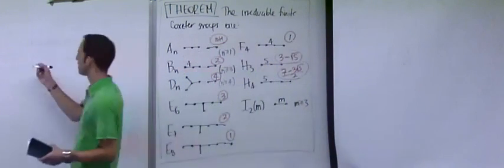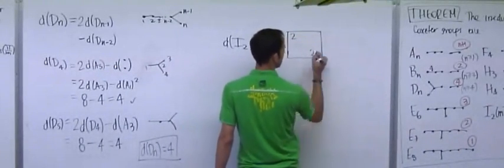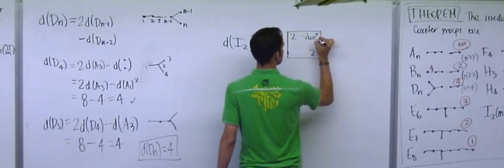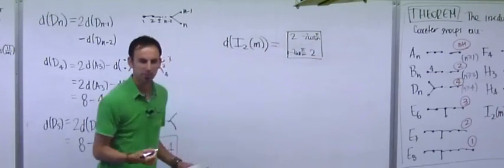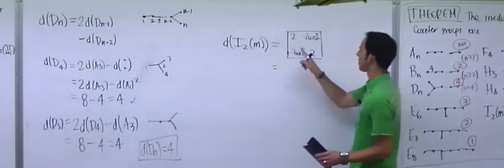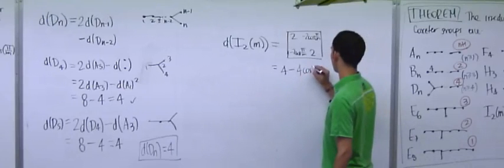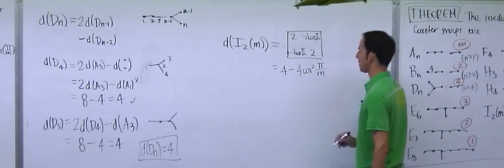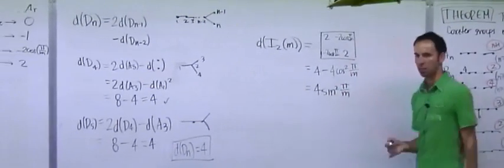Let's do I2 of m. So D of I2 of M. Well, it's a 2 by 2 matrix. It has 2's on the diagonal. And here we have minus 2 cosine of pi over M, minus 2 cosine of pi over M. The reason I want to do it is because it's an infinite family. So 2 times 2 is 4, minus 4 cosine squared of pi over M. And this is 4 sine squared of pi over M. And luckily, it's positive.